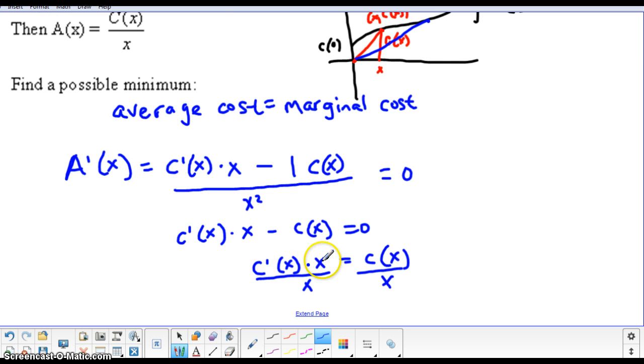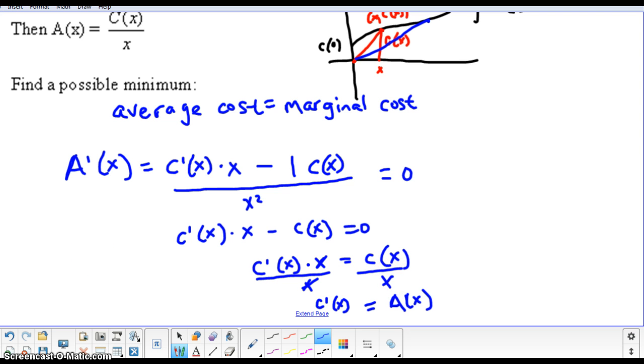We'll find this becomes our marginal cost, right? Our derivative of the cost function is called our marginal cost, and then here is our original definition of our average cost. So we just proved that our average cost, when we define a minimum, would have to equal our marginal cost. So remember, the derivative is our marginal cost, and our average cost is our cost function divided by x.